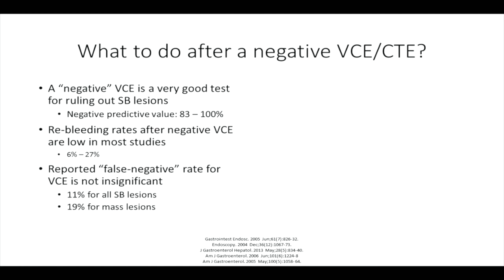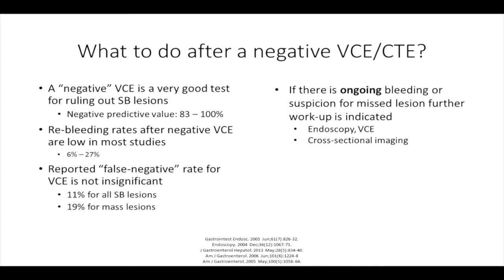But there is a false negative rate for this exam. And some studies quote rates as high as 11% for any small bowel lesion and almost 20% for mass lesions. So your decision as to what to do next after a negative capsule is really going to depend on how the patient is doing. So if there is evidence of ongoing bleeding or suspicion for a mass lesion, you should do the workup again, whether it be endoscoping the patient again, repeating a capsule, or getting more cross-sectional imaging.